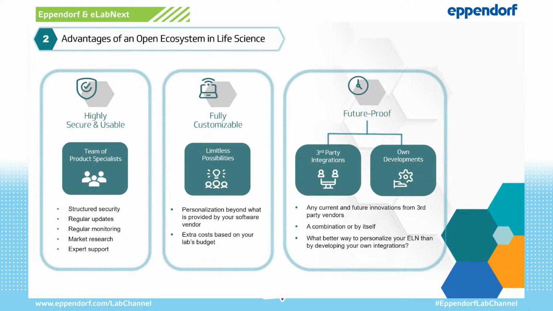How can an open ecosystem guarantee high security and usability? As a part of the closed source part of the software, there is a team of different product specialists dedicated to work on the development, support, security, and many other aspects of the software. This means that there will be regular updating, constant monitoring of the software, as well as several security measures put in place to ensure the safety of your data. In addition to this, market research is also done to learn about potential implementations and to receive customer feedback.